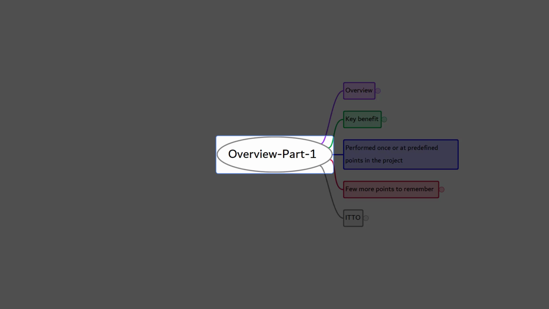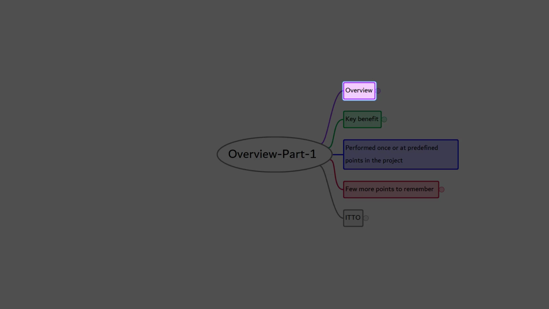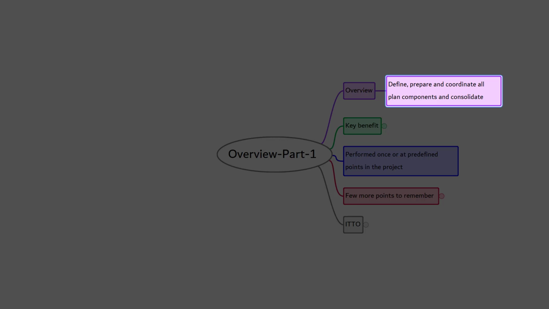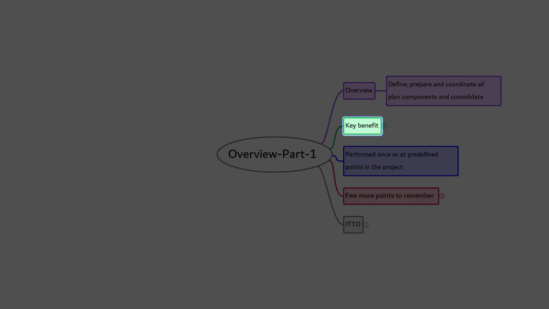Now, the second process in project integration management, that is develop project management plan. Let's talk about it. First, overview. Develop project management plan is the process of defining, preparing, and coordinating all the components and consolidating them into an integrated project management plan.